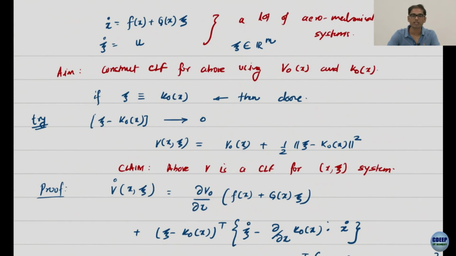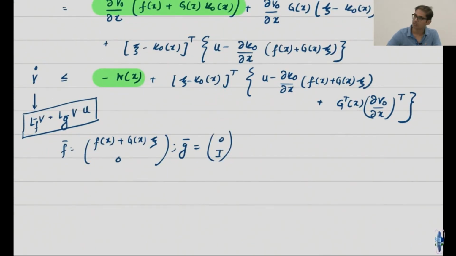Basically, terms multiplying the control and terms not multiplying the control. As simple as that. So f bar is this guy and g bar is this guy. Control only in the second state, so identity here, and drift only in the first state, so 0 here. Okay, so that's why I said this is L_f bar V plus L_g bar V u. So what do I need now?